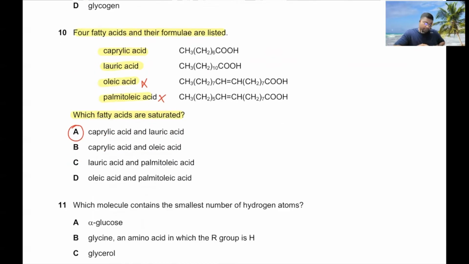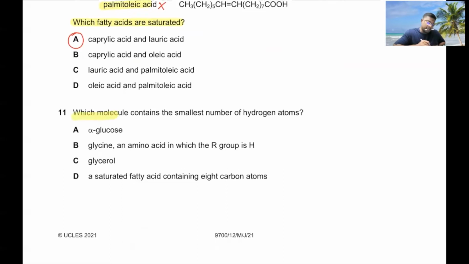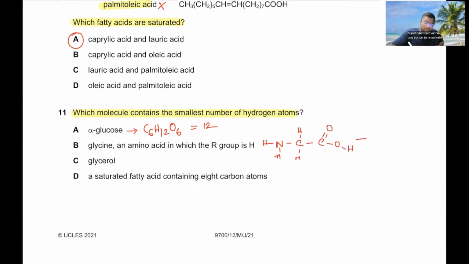Question number 10, A. Which molecules contain the smallest number of hydrogen atoms? Smallest number of hydrogen atoms. We know alpha glucose is C6H12O6. So there are 12 hydrogens. A glycine molecule, an amino acid in which the R group is hydrogen. We can see in that one, there is a total of 5 hydrogens.